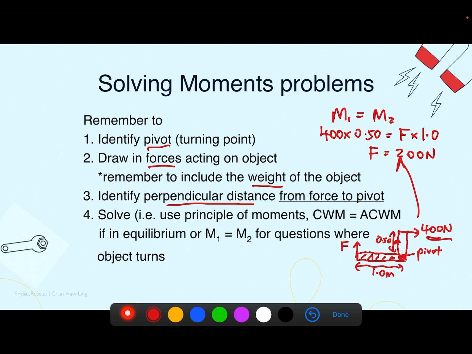So in this case, this illustrates the point that we cannot always use the principle of moments. All right. Sometimes we need to write the clockwise moment equal to clockwise moment, or anti-clockwise moment equal to anti-clockwise moment, depending on the question. All right. So if it's turning in one direction, then the anti-clockwise moment equal clockwise moment will not apply.